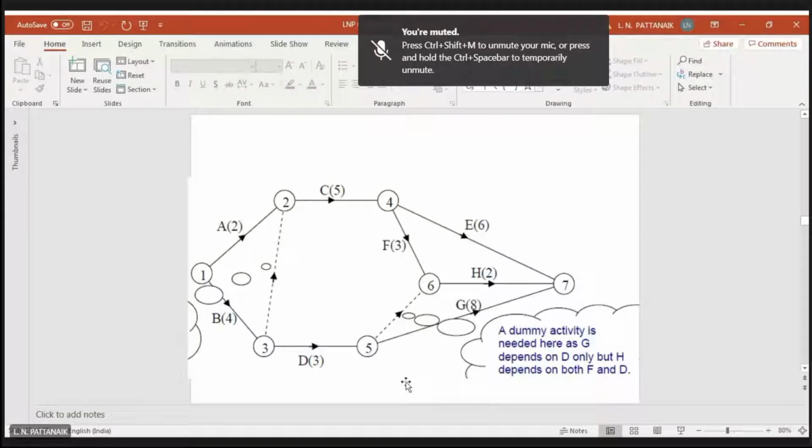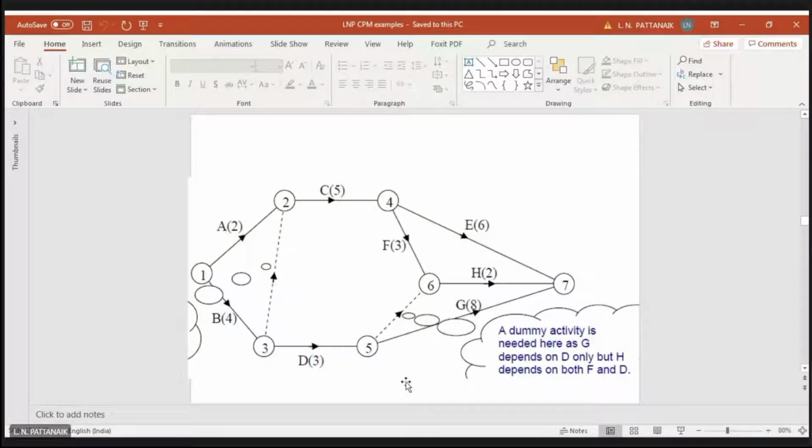A and B do not have any predecessor. C is following activities A and B. So that is what is happening.